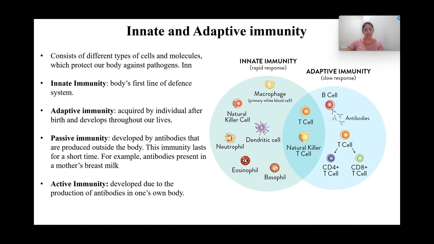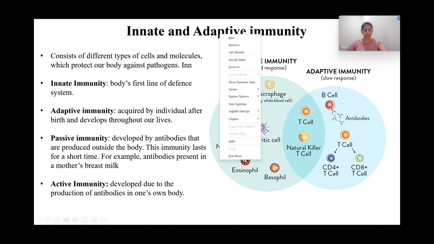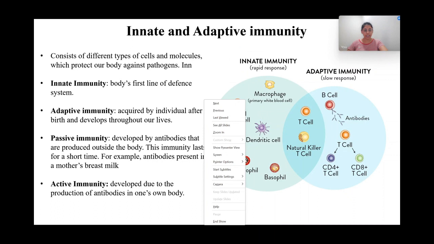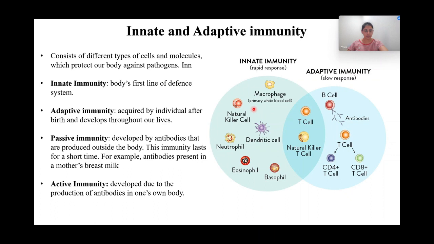So you can see here that the innate immunity consists of many different kinds of cells. For example, macrophages. So you have macrophages, then you have natural killer cells, then you have dendritic cells, neutrophils, basophils, and eosinophils. So all these are cells which, let's say you are attacked by a pathogen, these are the first line of defense. They will be the first response of the body to those antigens.